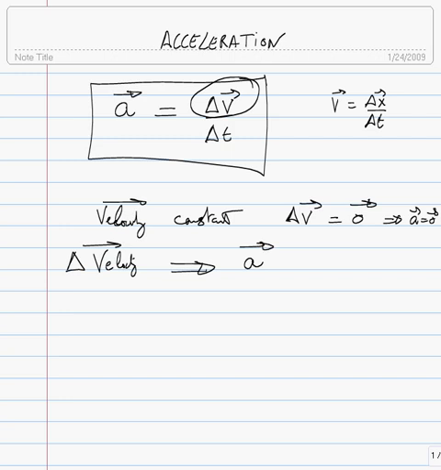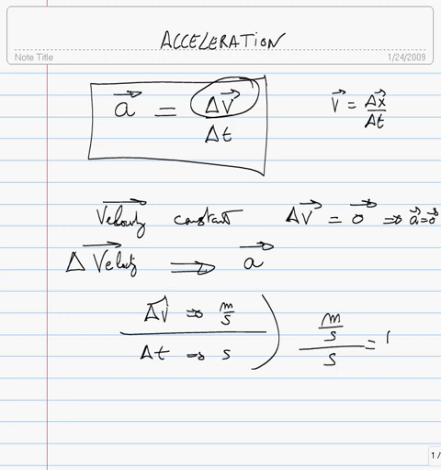The same way as v was a vector, the acceleration a is a vector. Delta v has the units of meters per second. We're going to divide this by delta t, which has units of seconds. Therefore, the units of acceleration is meters per second divided by second, which is meters per second times one over second, or meters per second squared.